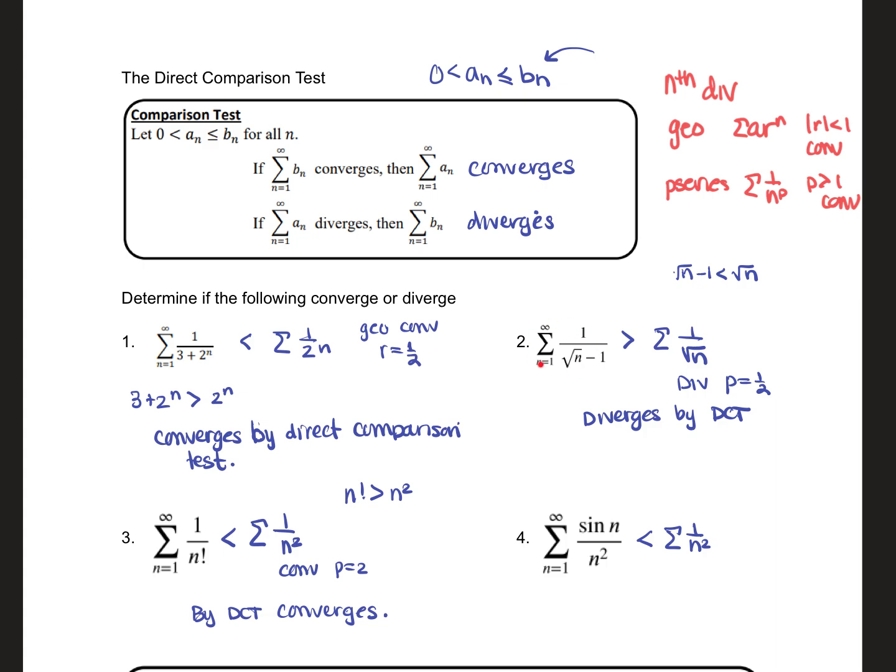Same thing here. This looks most like a p-series to me, and it's a divergent p-series. So what I want is to show that it's bigger than that. And when you flip it over, that's true. This is a divergent p-series, so anything bigger than it would also diverge.